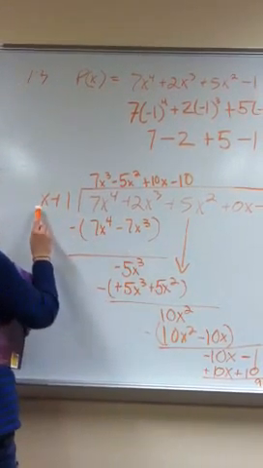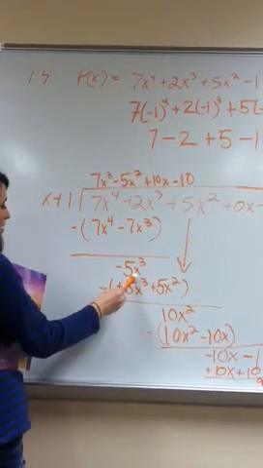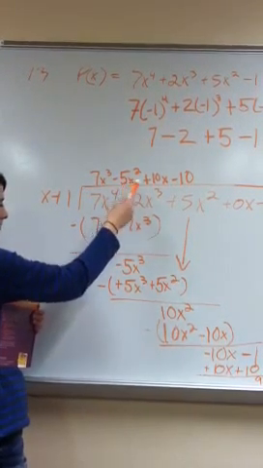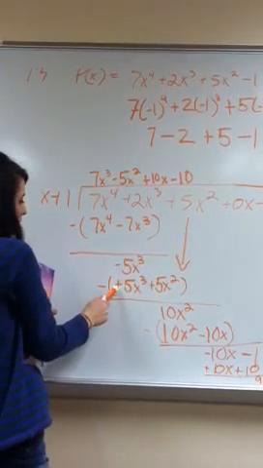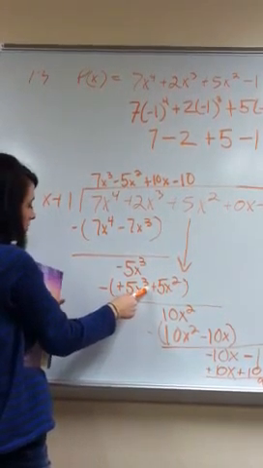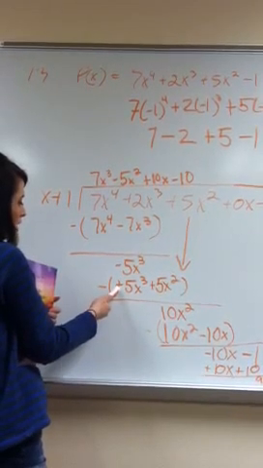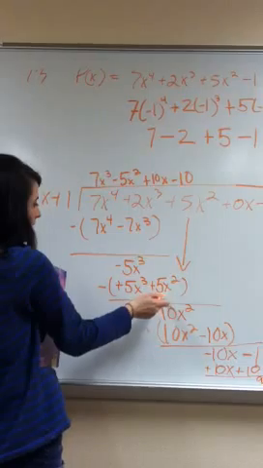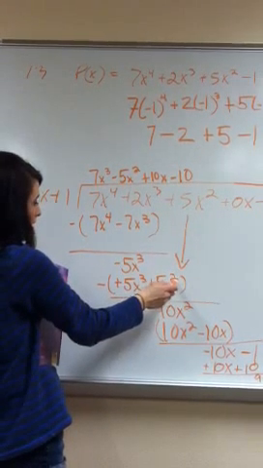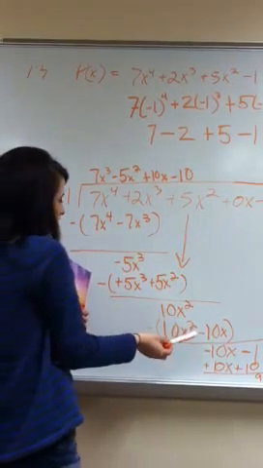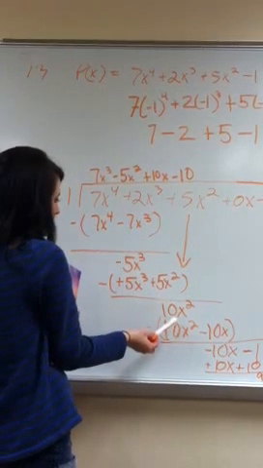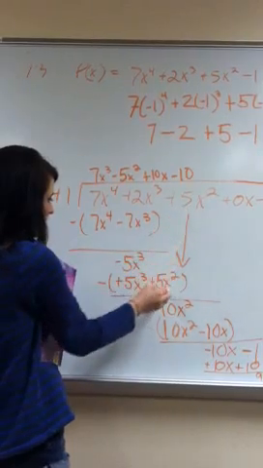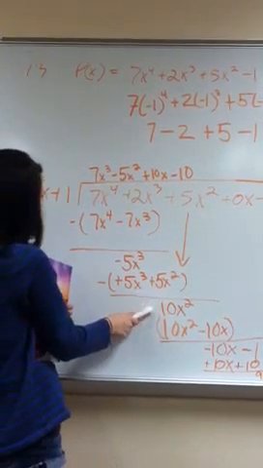So then you have to take the x and put it into that to get the -5x cubed, and that gave me 5x squared. So then I brought that down, and you just change the sign. And then you multiply that times 1, and I got 5x squared. So then I added that 5x squared and this 5x squared, and I got 10x squared.